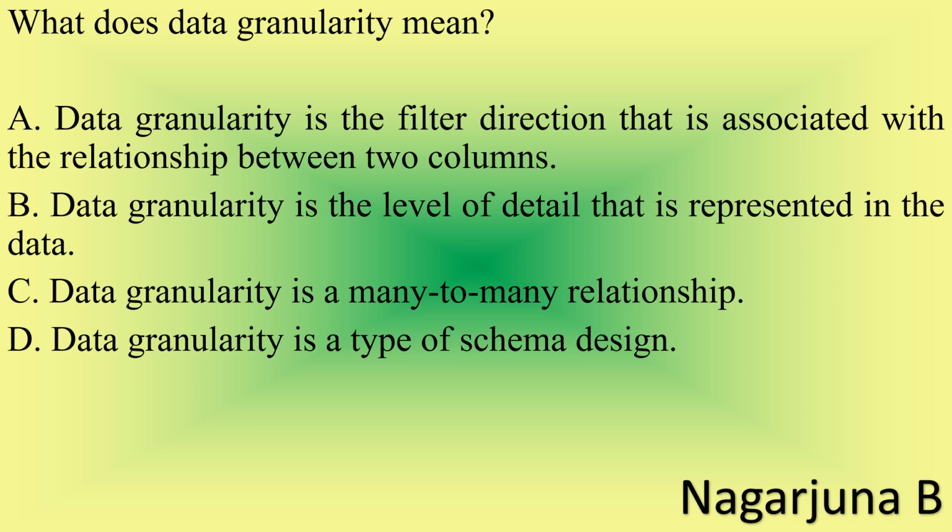What does data granularity mean? A. Data granularity is the filter direction that is associated with the relationship between two columns. B. Data granularity is the level of detail that is represented in the data. C. Data granularity is many-to-many relationship. D. Data granularity is a type of schema design. The right answer is data granularity is the level of detail that is represented in the data.